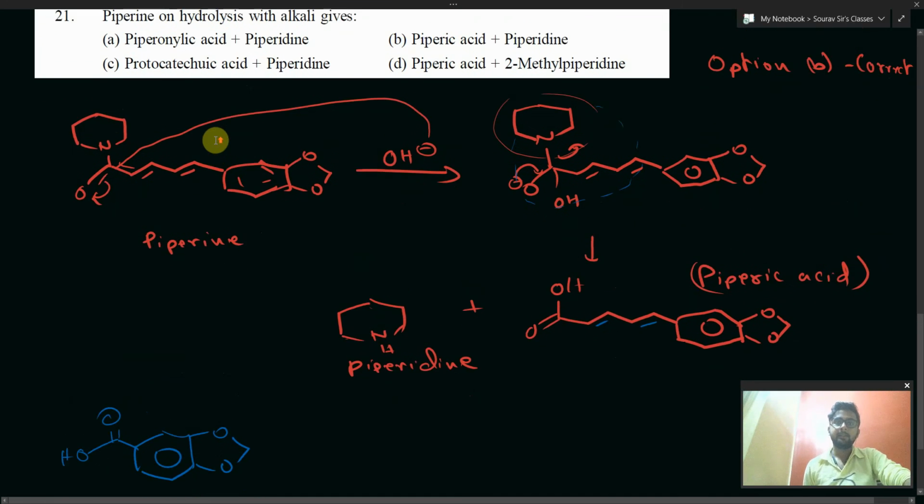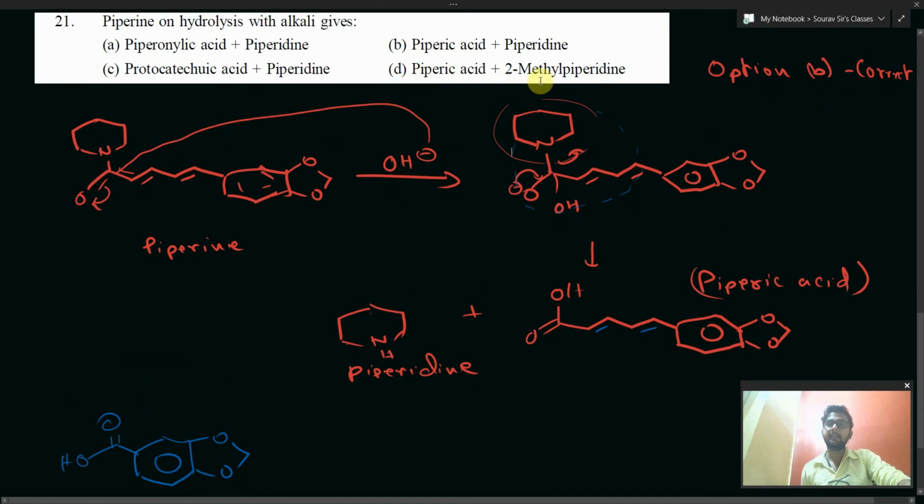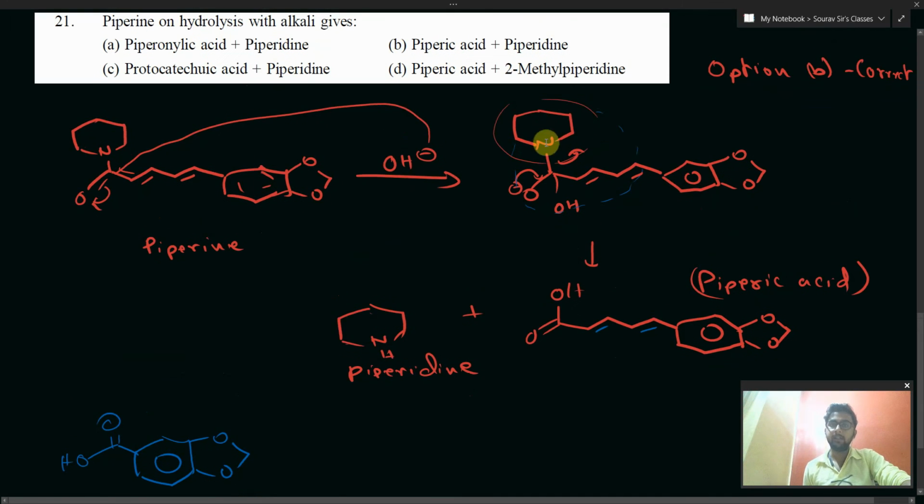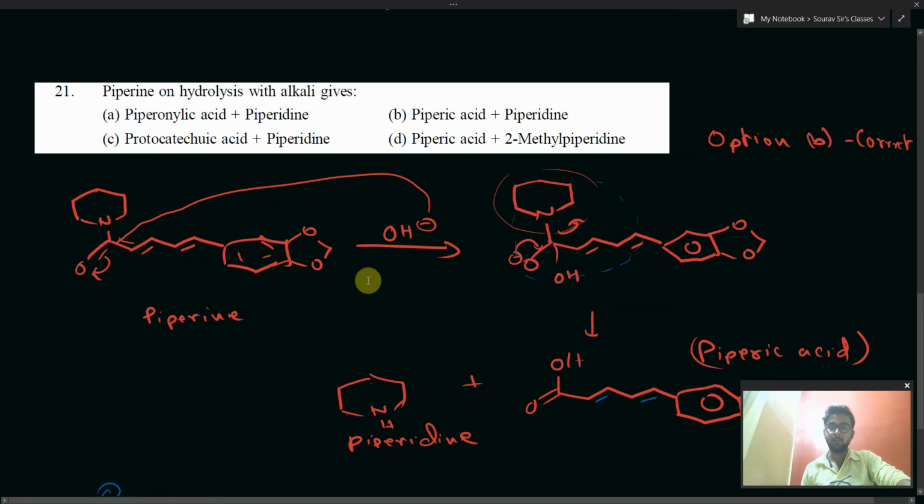Then we have option D. You can see piperic acid and 2-methyl piperidine. With piperic acid, this piperidine which is getting removed doesn't have any substituent. It is only getting removed as a minus charge over here, which takes up the hydrogen from the water present in the system, giving us the normal piperidine. Therefore 2-methyl piperidine cannot be obtained.